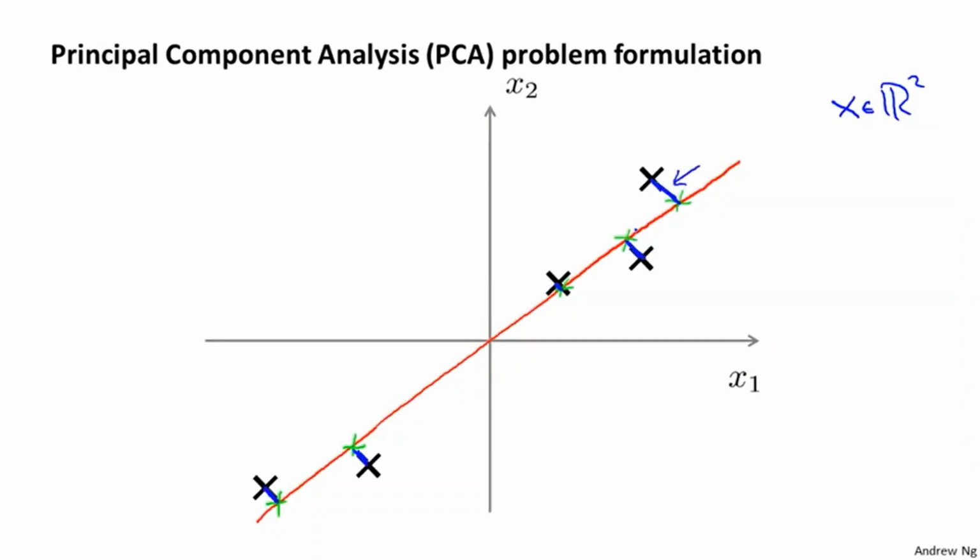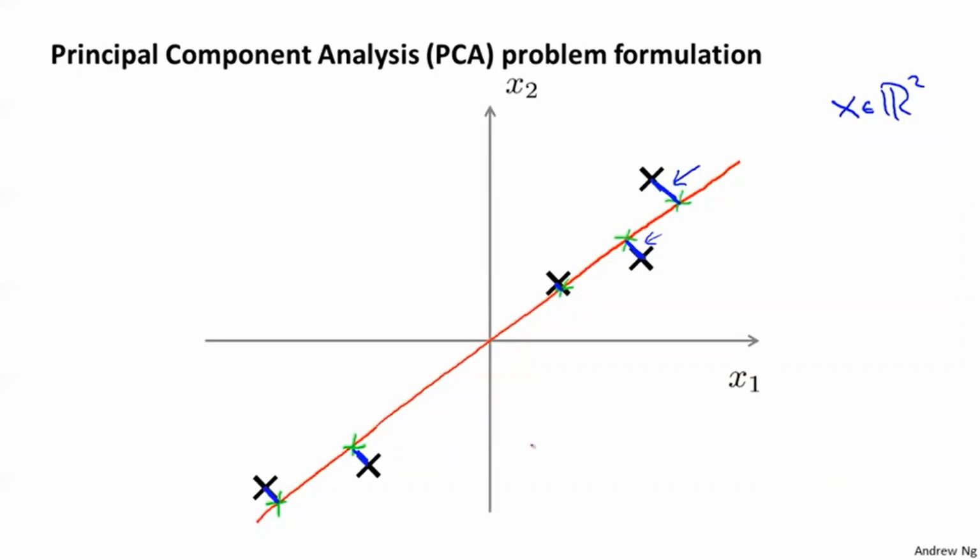So what PCA does formally is it tries to find a lower dimensional surface, really a line in this case, onto which to project the data so that the sum of squares of these little blue line segments is minimized. The length of those blue line segments is sometimes also called the projection error. And so what PCA does is it tries to find the surface onto which to project the data so as to minimize that.